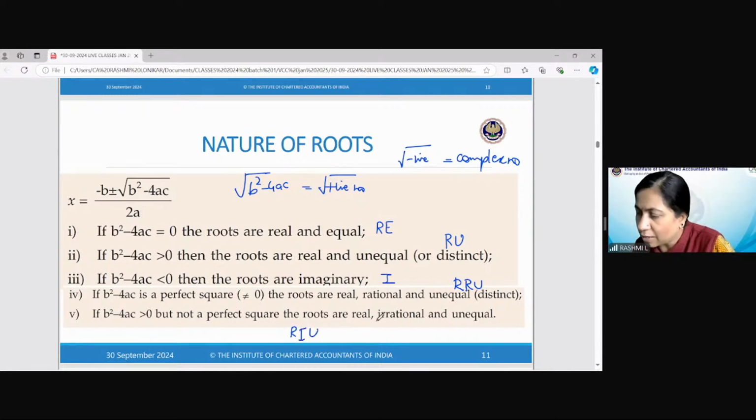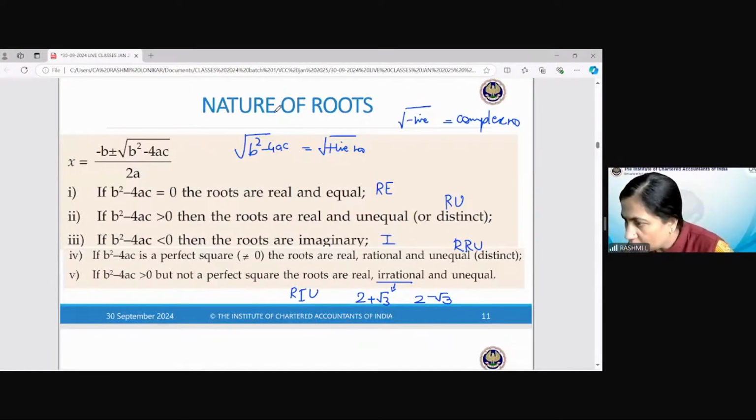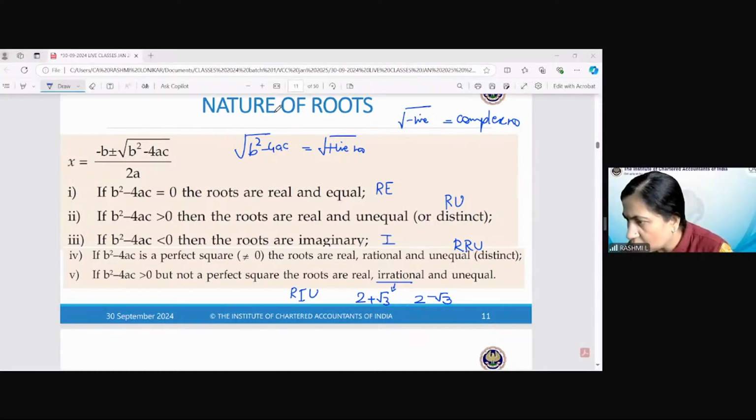मतलब यहाँ ये क्या हो जाएगा? ये usually pairs में आता है. Okay, so you will have 2 plus root 3 and then you will have 2 minus root 3. Okay, इस तरह का irrational numbers में आ जाएगा. Yes, easy. Okay.